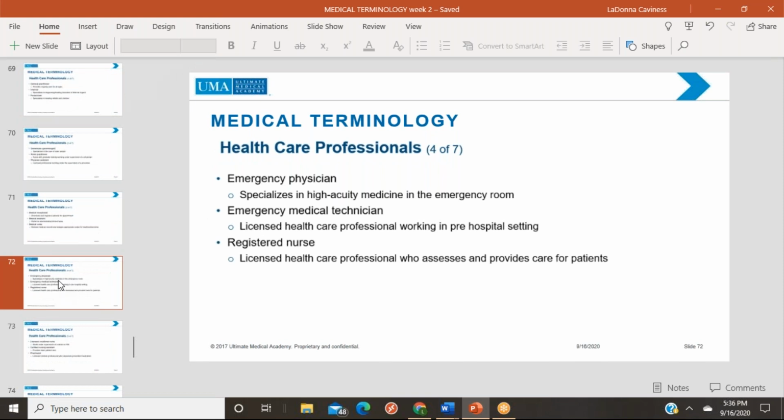An emergency physician specializes in high acuity medicine in the emergency room. An emergency medical technician is a licensed healthcare professional working in a pre-hospital setting. And a registered nurse, of course, is a licensed healthcare professional who assumes and provides care for patients.